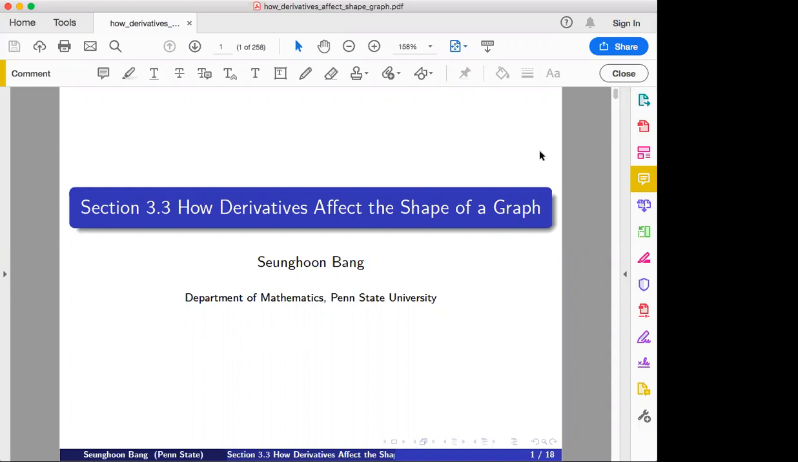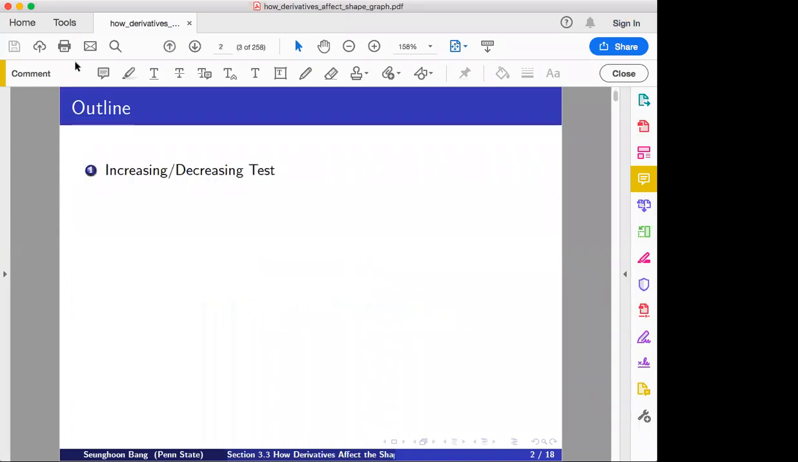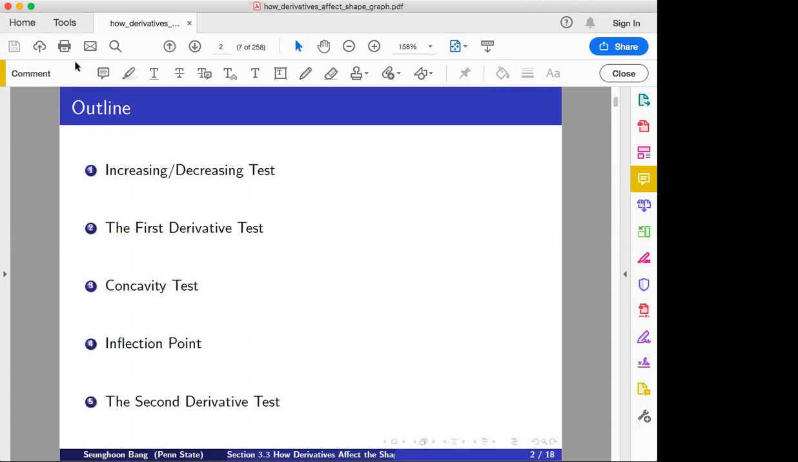Okay, so today I want to talk about section 3.3, how derivatives affect the shape of a graph. This is the outline. The first one is the increasing, decreasing test. The second one is the first derivative test. The third one is the concavity test. The fourth one is the inflection point. The fifth one is the second derivative test. I want to talk about 5 things today.